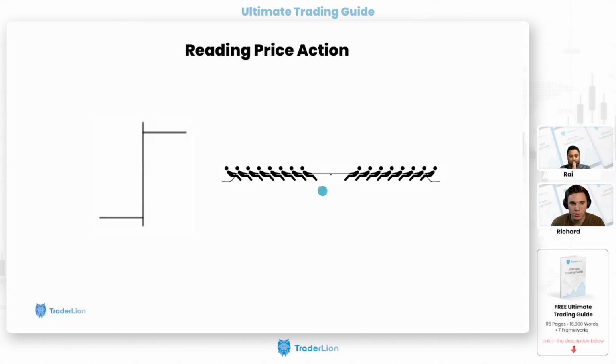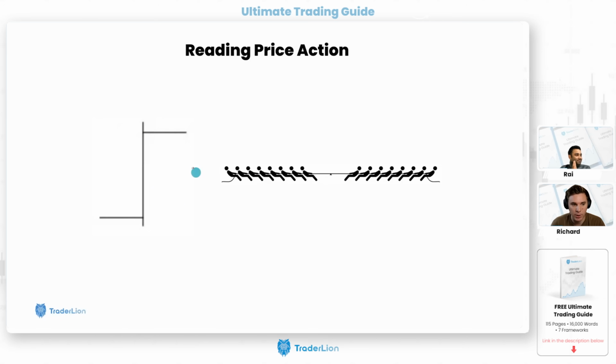And whichever is stronger is going to dominate that candle, and it will show up in where the close is relative to the high and low. If the buyers are stronger, we're going to be closing right near the high. If the sellers are stronger, we're going to close it near the low.